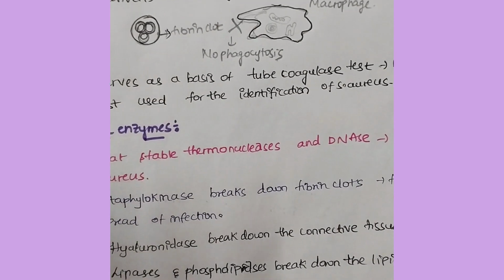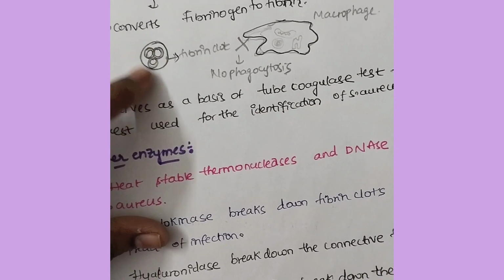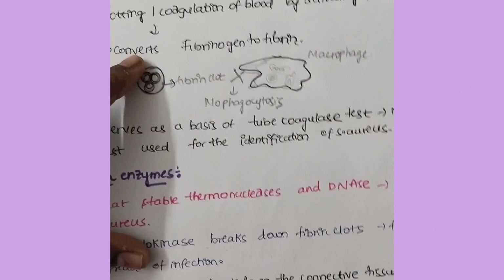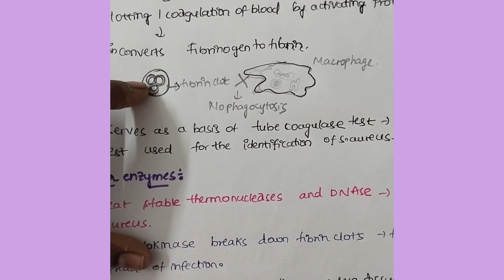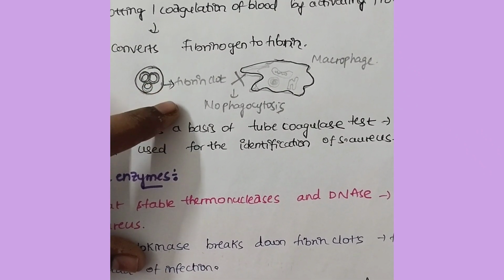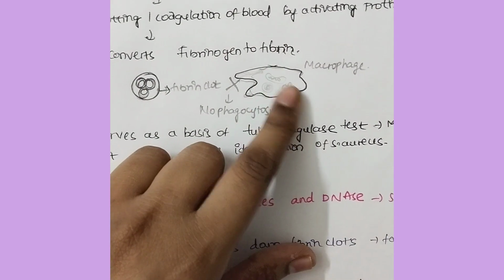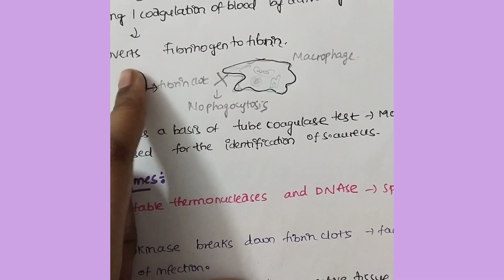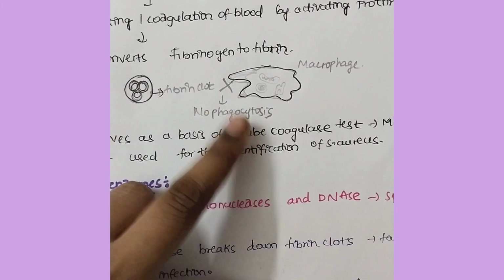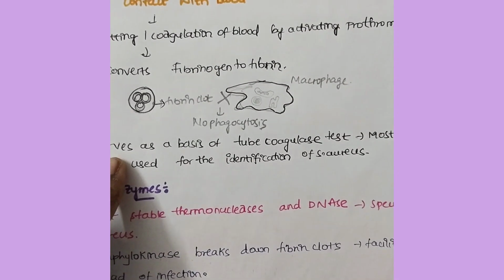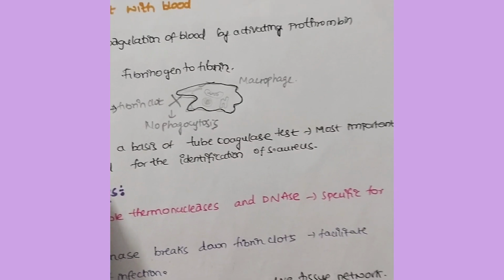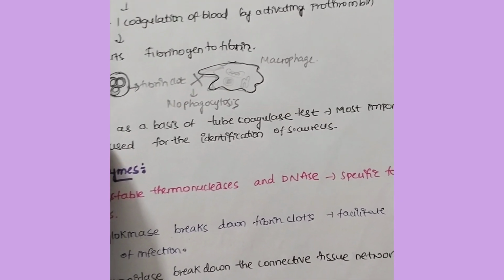So this is our bacteria, which is gram positive cocci. Around this we are seeing this fibrin clot. Due to the presence of fibrin clot, this bacteria can't move, right? It is localized, so it can't move through the blood stream, and this macrophage also can't lyse this bacteria due to the presence of fibrin clot. So no phagocytosis. Due to the presence of fibrin clot, it is escaping from phagocytosis. So it serves as the basis of the tube coagulation test. As there is a clot, if you do the coagulation test, it will be positive.